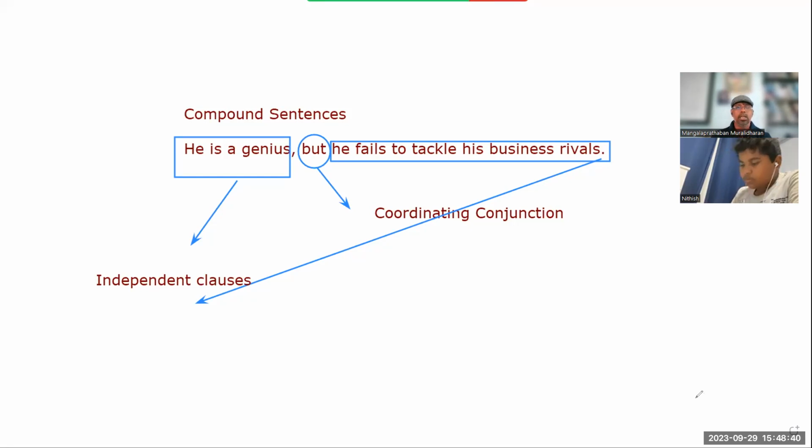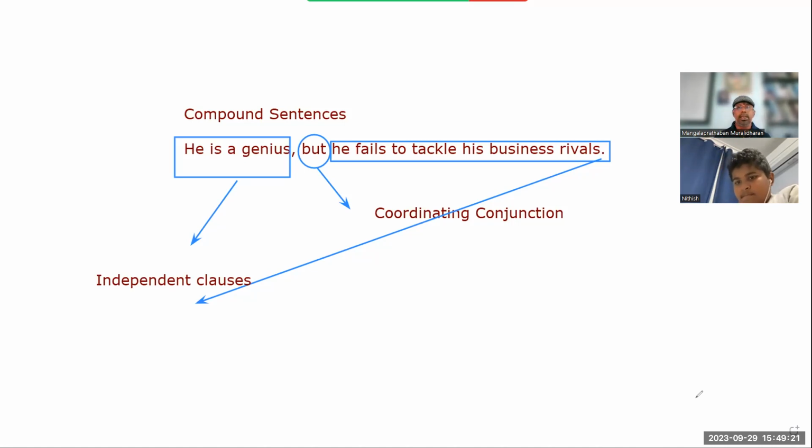So, he is a genius, but he failed to tackle his business rival. These two are independent clauses, but there is a coordinating conjunction. Is that very easy to understand? So we have a compound sentence. What is a compound sentence made up of? A compound sentence is made up of two independent clauses, or you can even say two or more independent clauses, joined by a coordinating conjunction. All right, okay, that's it.